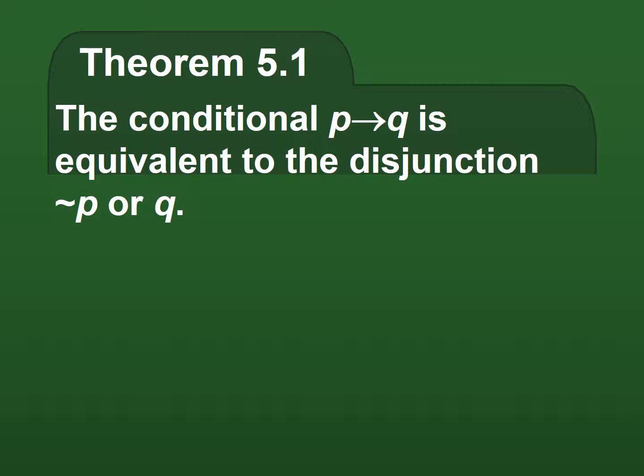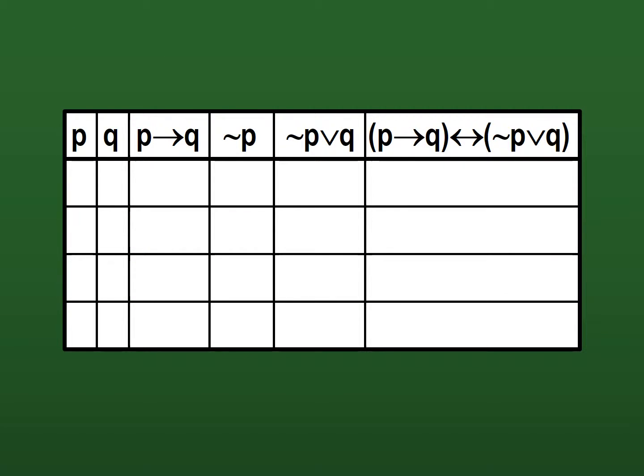So the conditional P implies Q is the same as the disjunction not P or Q. So that's something to remember. If you have P implies Q, you also have not P or Q. So let's do a truth table.